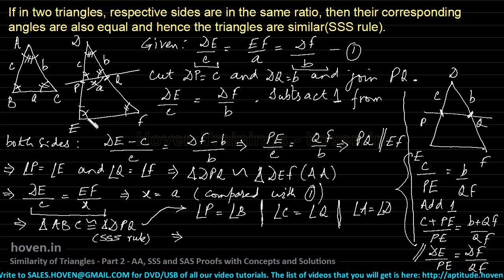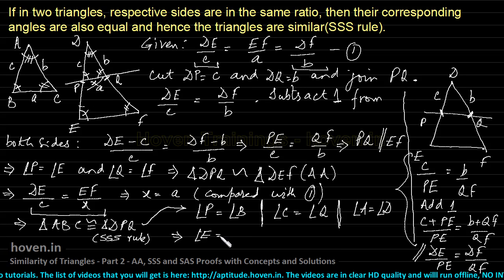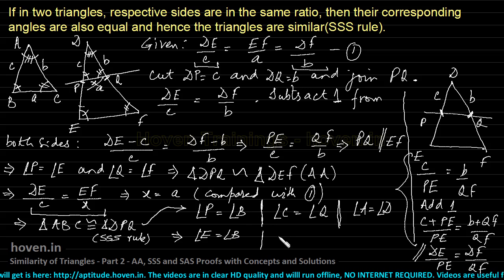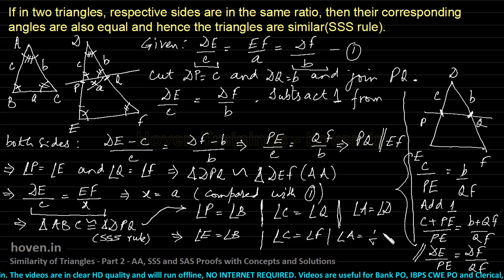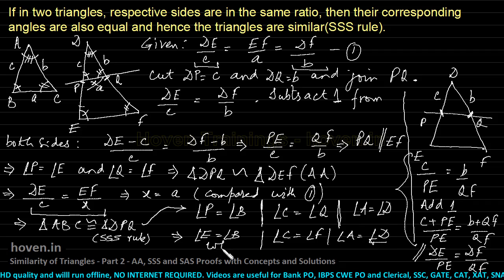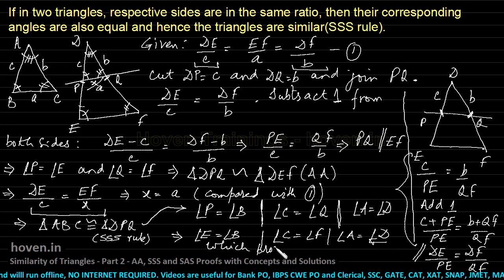but angle P is already equal to angle E during the process we have seen, that this is parallel to this, so this is equal to this, which implies angle E should be equal to angle B. And likewise, angle C should be equal to angle F. And angle A is already equal to angle D. So, which proves the requirement.